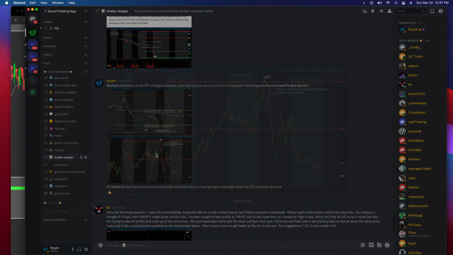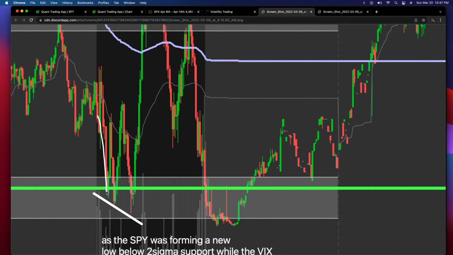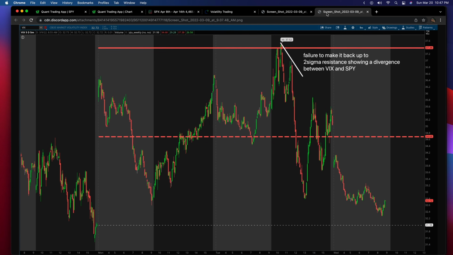Your next step should be, what's the VIX doing? If the SPY goes to 2 sigma, bounces, breaks 2 sigma again, bounces and goes back below 2 sigma. It doesn't have to be 3 times. You just need to see 2 times it goes back below 2 sigma. And you look at the VIX, and the VIX goes higher and then drops and then goes back up, and it doesn't make it back up to 2 sigma resistance. That right there is divergence. That's your sign right there.